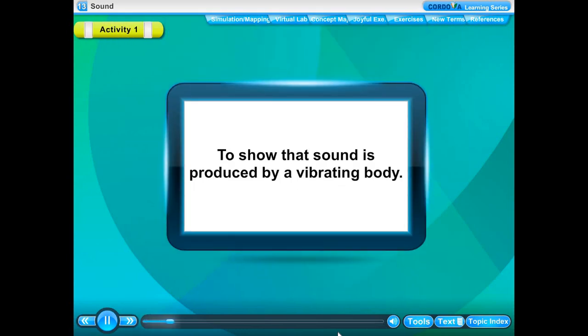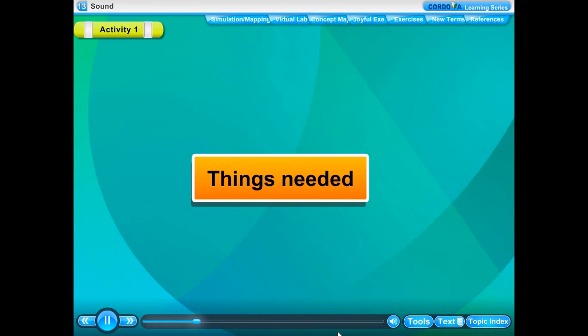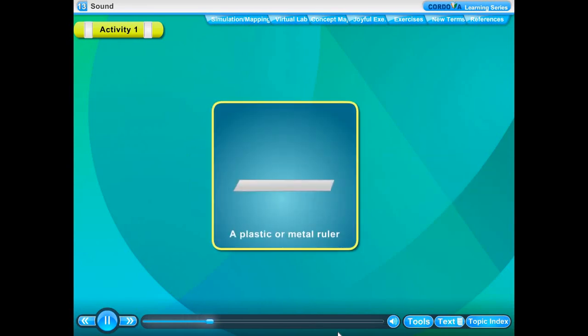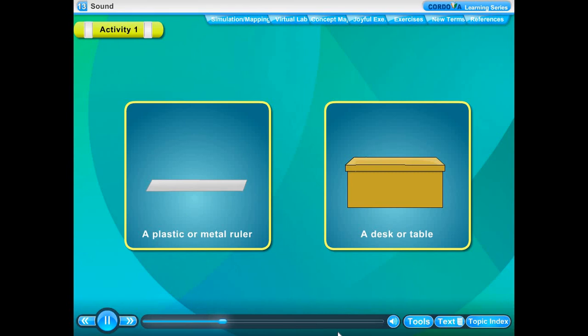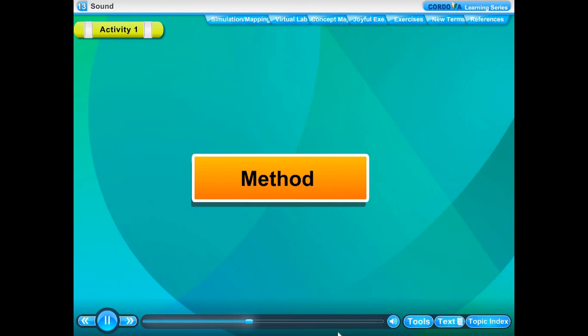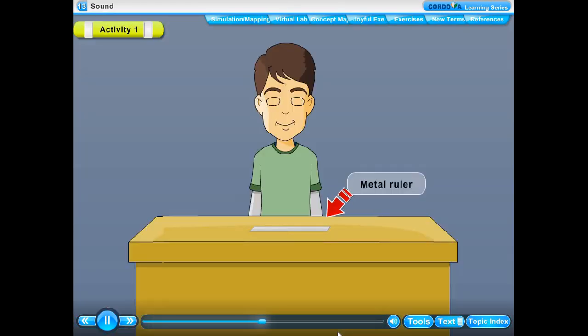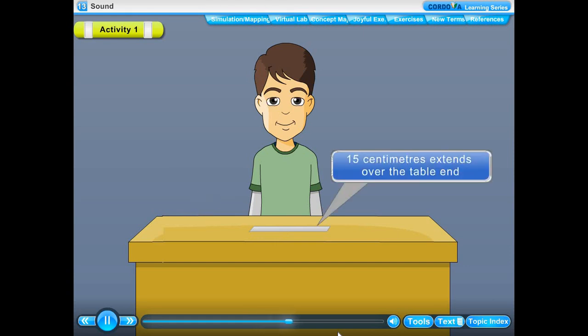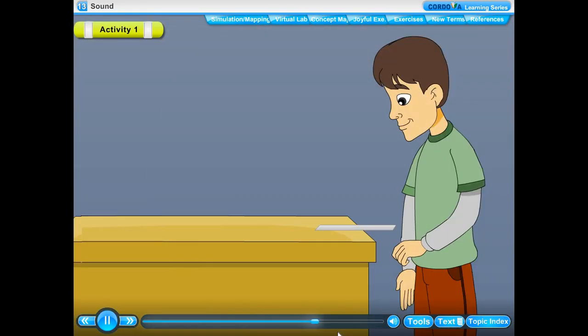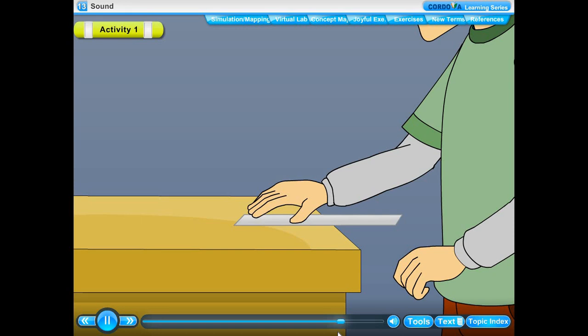Activity 1. To show that sound is produced by a vibrating body. Things needed: a plastic or metal ruler, a desk or table. Method. We take a plastic or a metal ruler and place it on a table end so that about 15 centimeters extends over the table end edge. We press the ruler with one hand and flick the free end of the ruler with our finger.